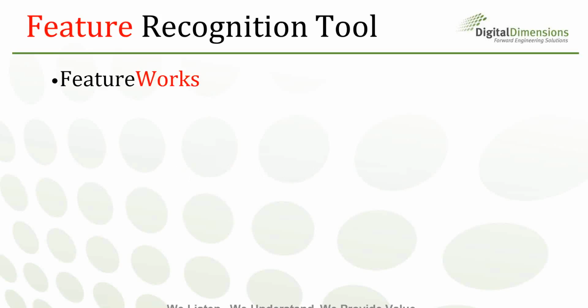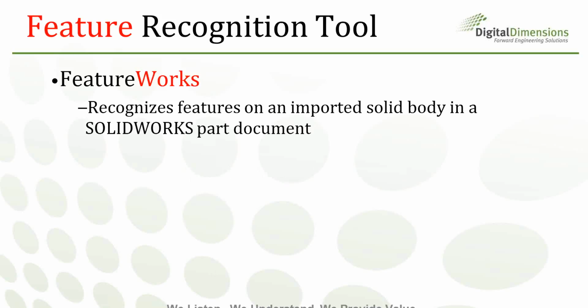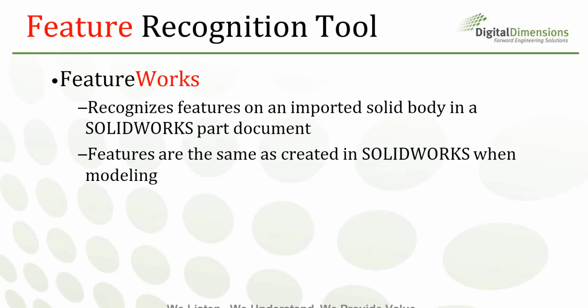The next thing I want to talk about is FeatureWorks. This is a really great tool if you're going to have to edit the part that you're bringing in. I feel like this is probably a highly underutilized tool. It recognizes features, pretty simple, right, on an imported solid body in a SOLIDWORKS part document. These features are the same as those created in SOLIDWORKS when you're modeling. Basically, all this does is identify the features in the imported geometry for you automatically. So this is things like your extruded cuts, your revolves, your holes, bosses, ribs, that type of stuff. And it gives you the ability to edit the parts and the sketches.